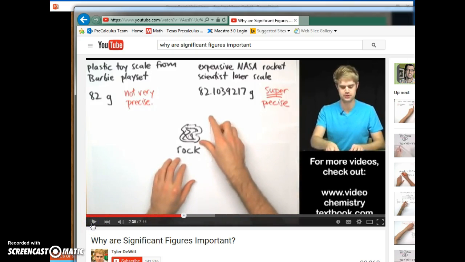I want to get this idea in your head that precision and accuracy are two different things. This number on the left and this number on the right are both accurate, right? They're both around 82 grams. So they're both pretty close to the weight of the rock. But you can see the number on the right is a lot more precise. Precise would be all the way to all these decimal places, while this one doesn't even have a decimal place. So accurate, both of them. But one is really precise and the other is not very precise. That's the difference between accuracy and precision.